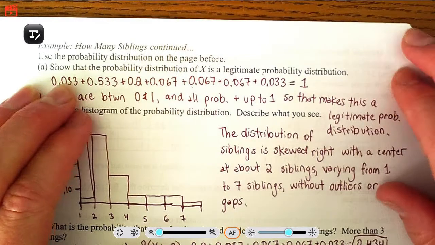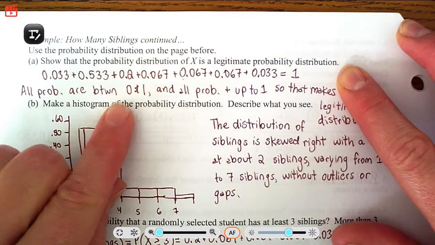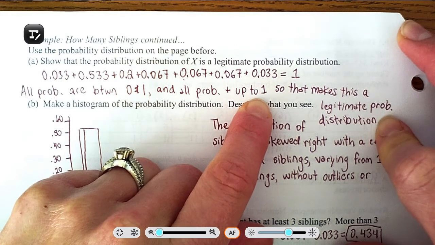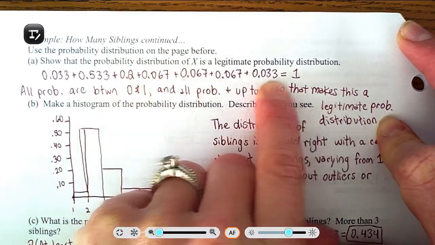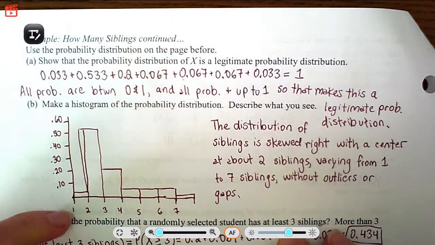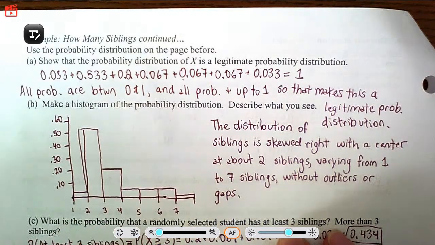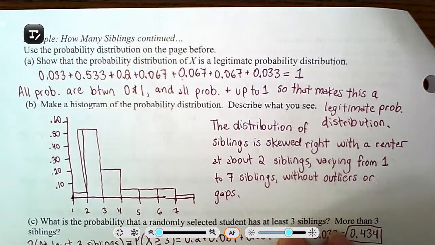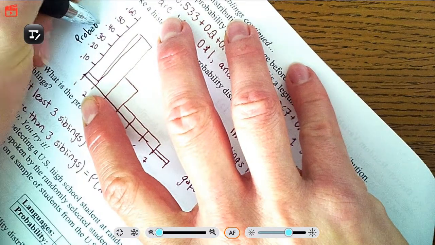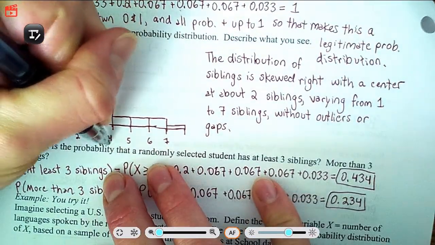Show that the probability distribution of x is a legitimate probability distribution. All the probabilities are between 0 and 1, and all the probabilities add up to 1. That makes this a legitimate probability distribution. Make a histogram of the probability distribution and describe what you see. For 1, 2, 3, 4, 5, 6, I put in all the probabilities on the left-hand side here, and along here I put number of siblings.